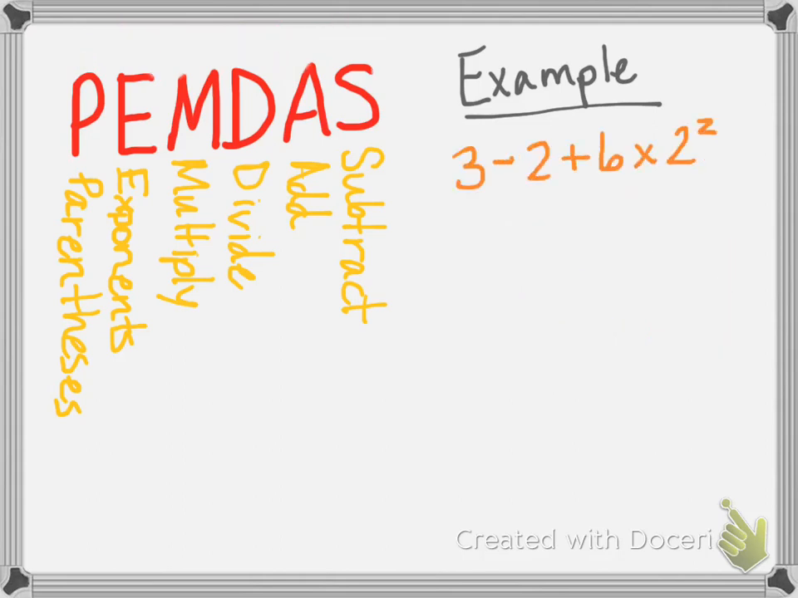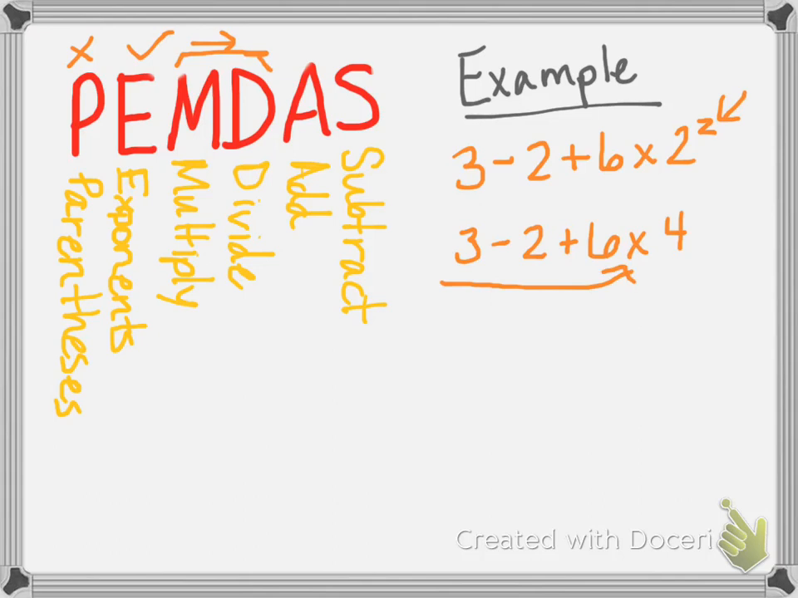Here's your second example problem. 3 minus 2 plus 6 times 2 to the second power. We don't have any parentheses. We do have exponents. Remember, an exponent to the second power means you multiply that number times itself 2 times. So it would be 2 times 2, 4.